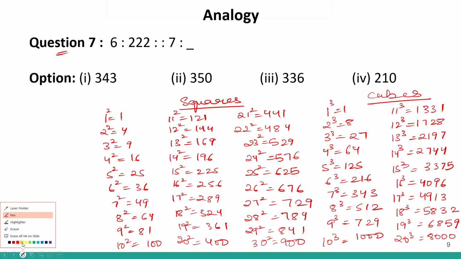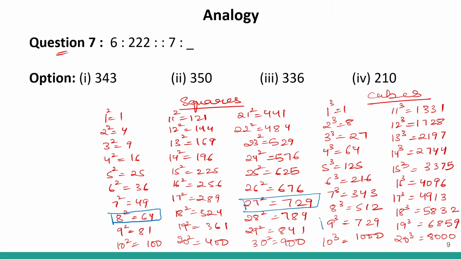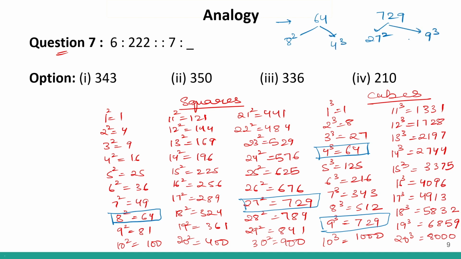Now let us focus on two numbers. Very important. There are two numbers, 64 and 729, that are both perfect squares and perfect cubes. 64 is 8 square, 729 is 27 square. Similarly 64 is 4 cube and 729 is 9 cube. So these two numbers, 64 and 729, are both perfect squares and perfect cubes. So this concept is also important, you should know.